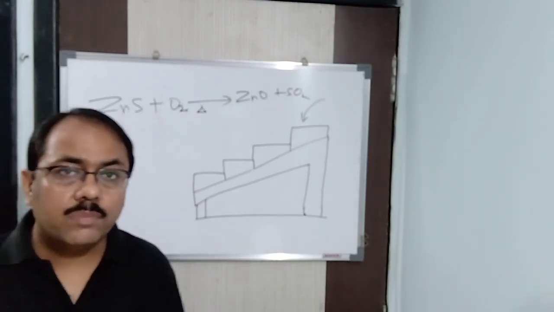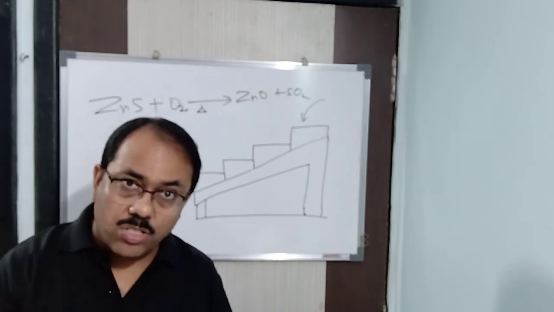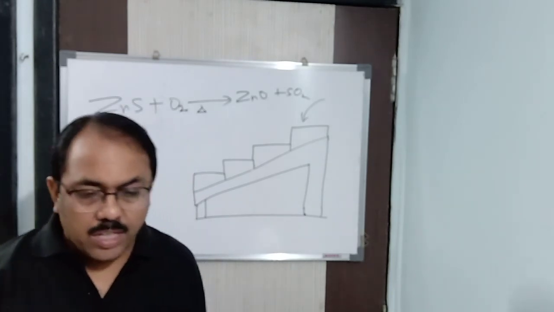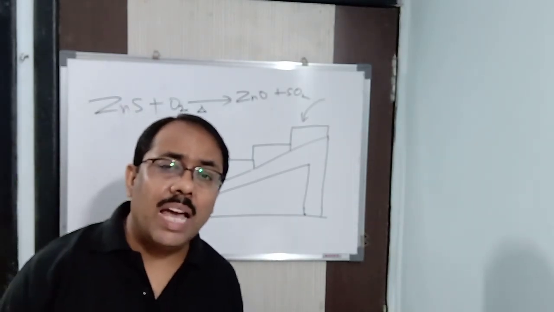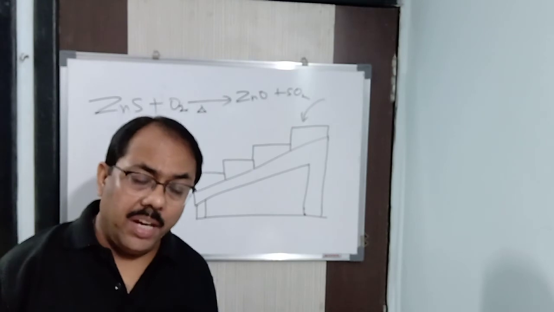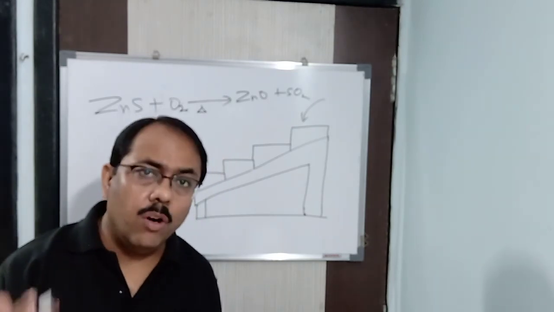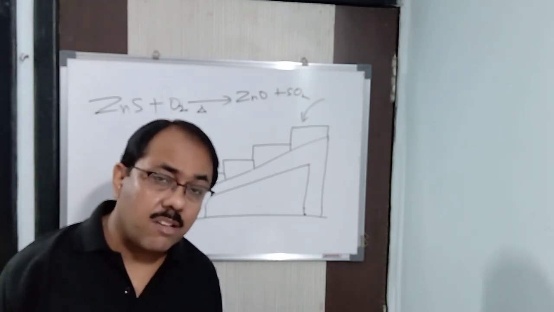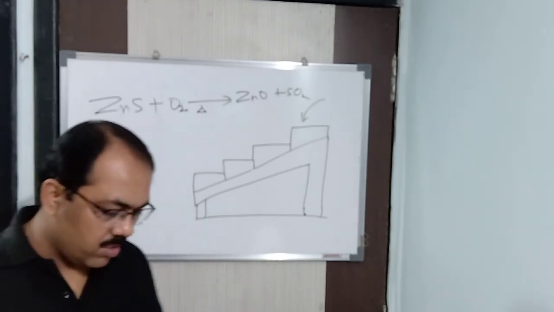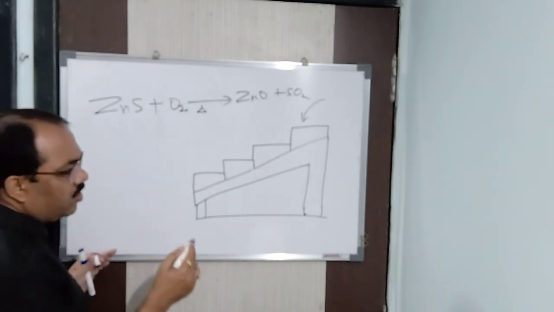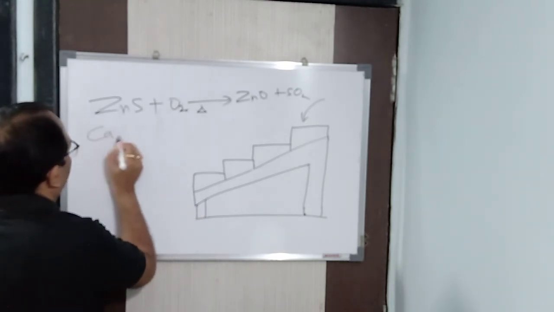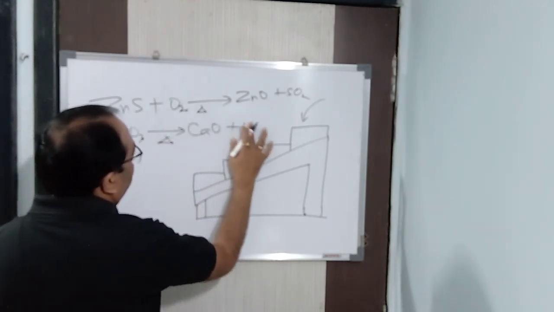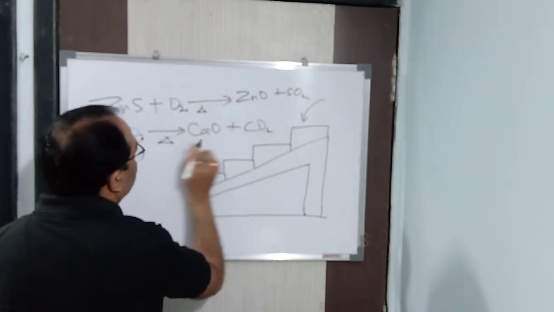Now calcination. What is calcination? Either roasting or calcination, by which we convert the concentrated ore into its oxide. Calcination is heating of the ore in absence of air below its melting point to convert it into its oxide. Basically, it is done for the carbonate ores. For example, calcium carbonate on heating gives calcium oxide and carbon dioxide.